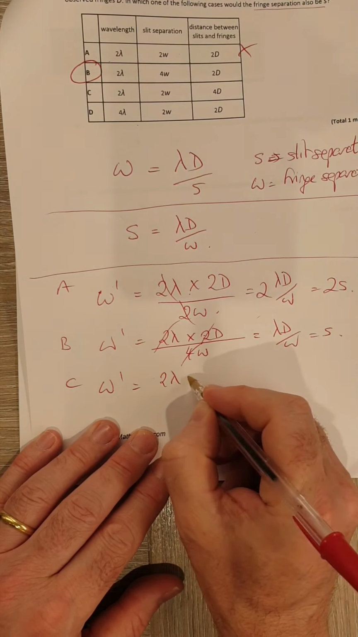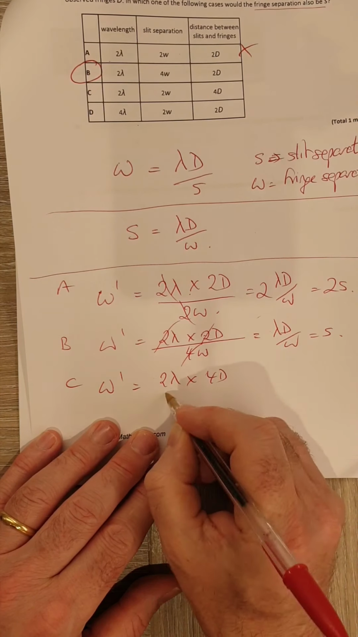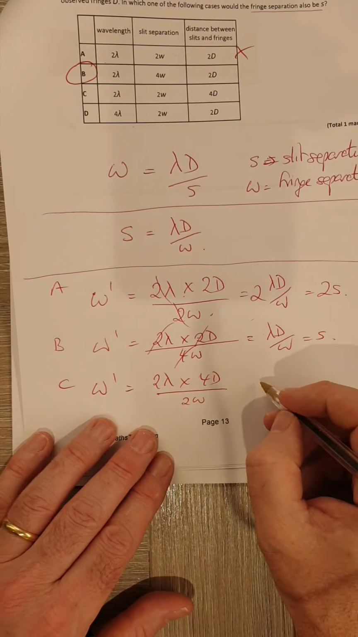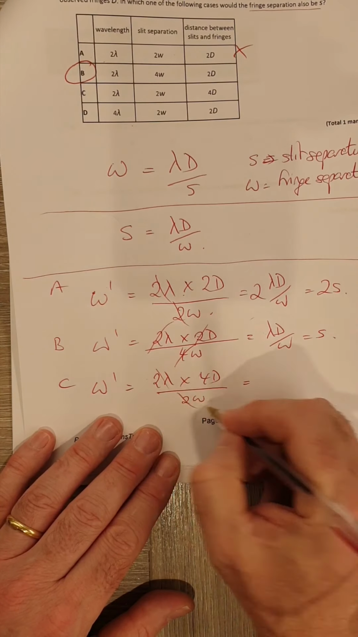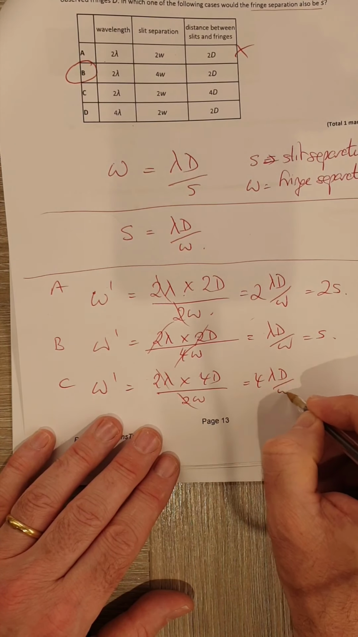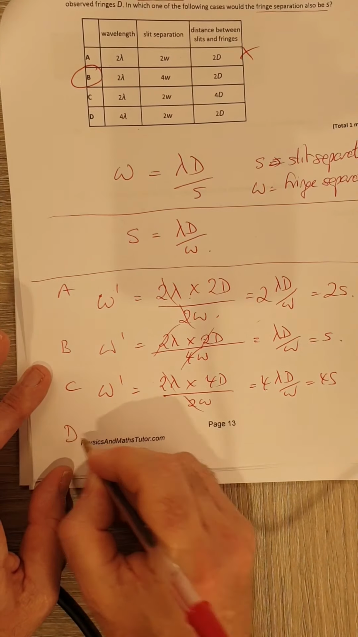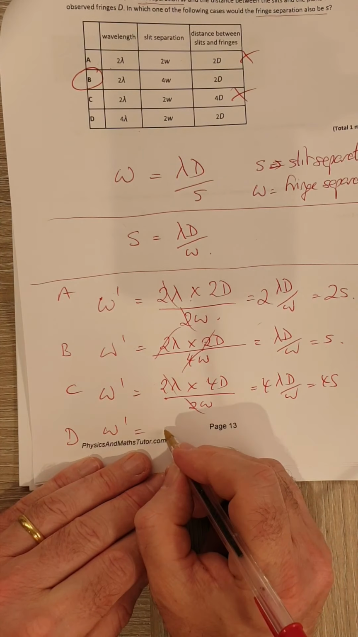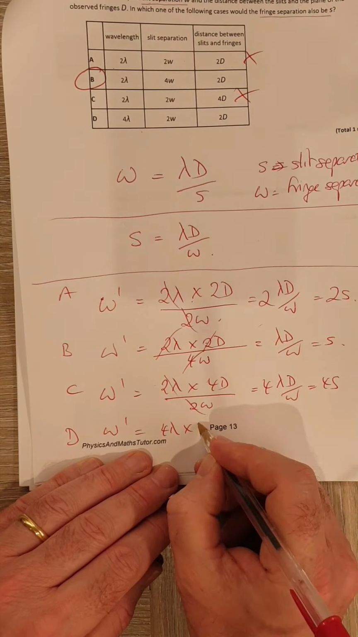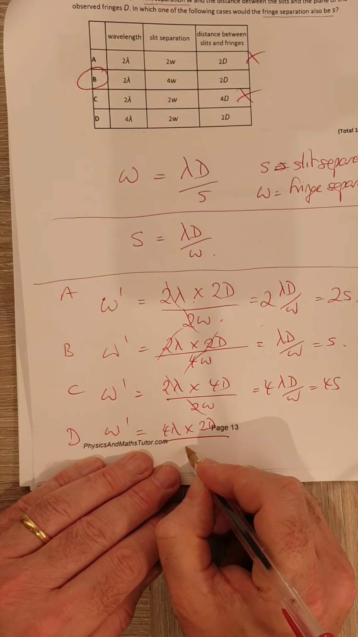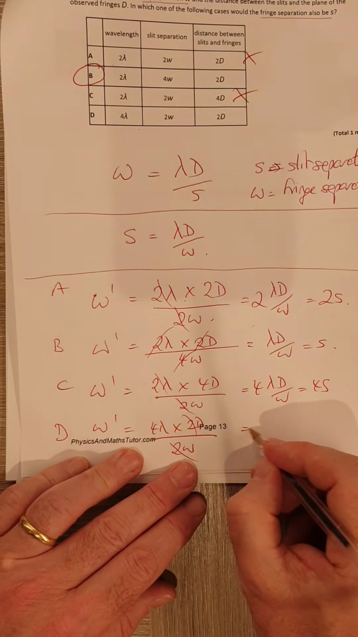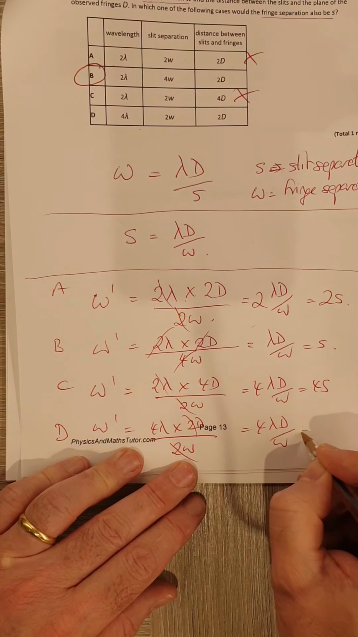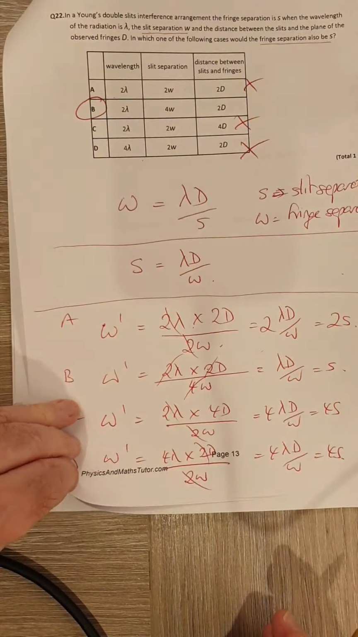So we've got 2 times the wavelength times 4 times the distance divided by 2 times the slit separation to give me 4 times the original. So C is not correct. And then finally for D, I've got 4 times the wavelength times 2 times the distance divided by 2 times the slit separation, again giving me 4 times the original answer, so that's not correct.